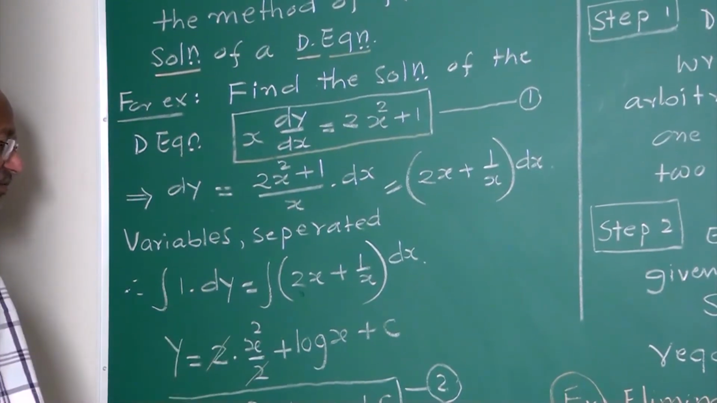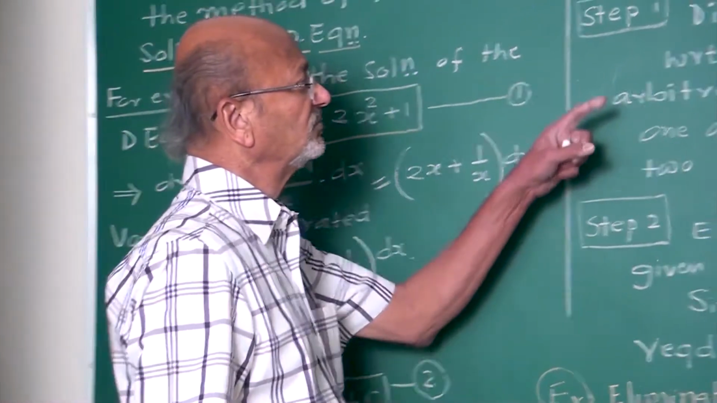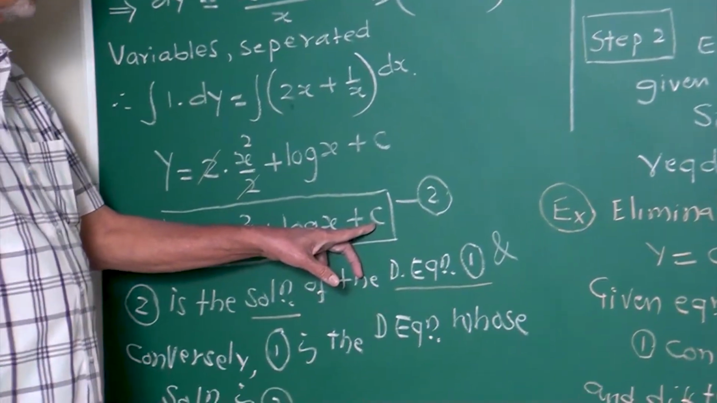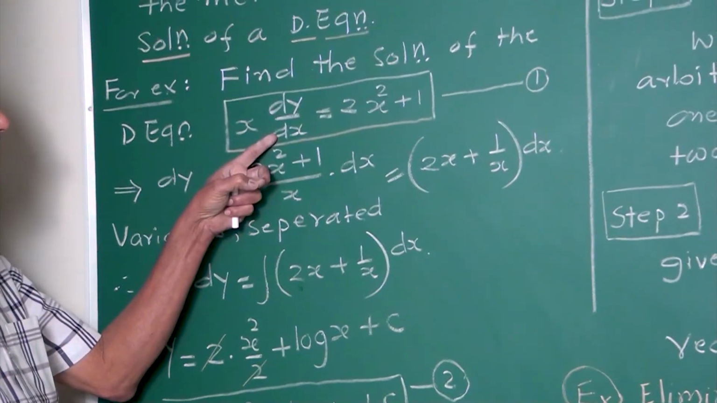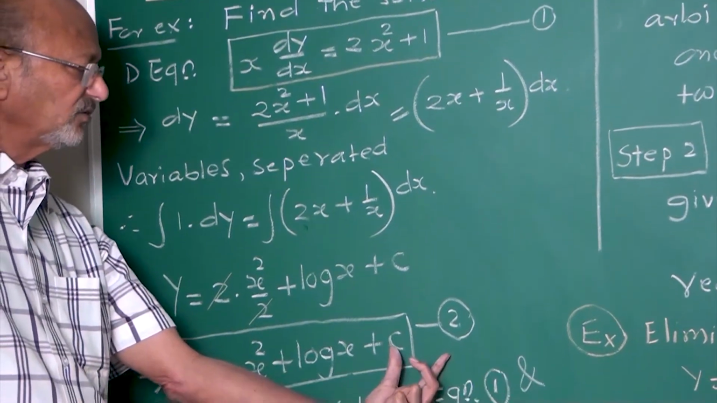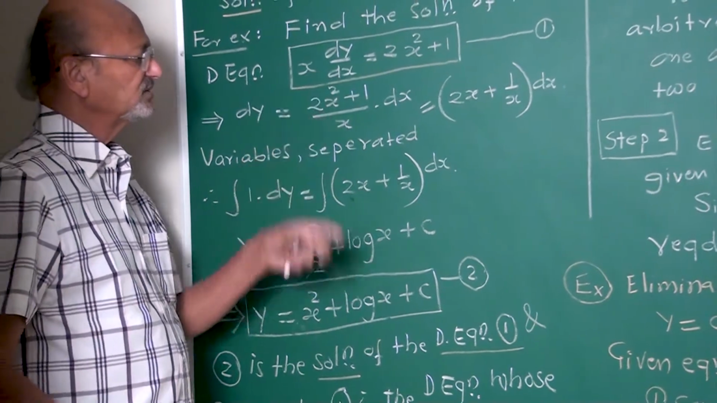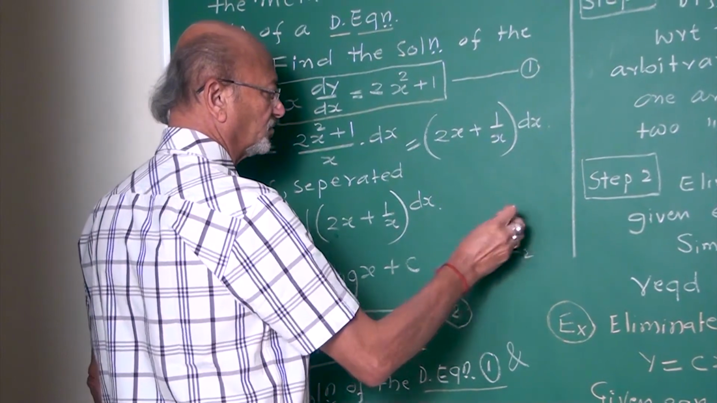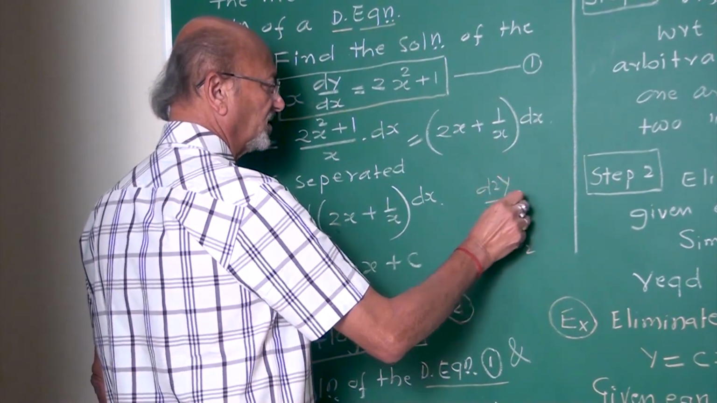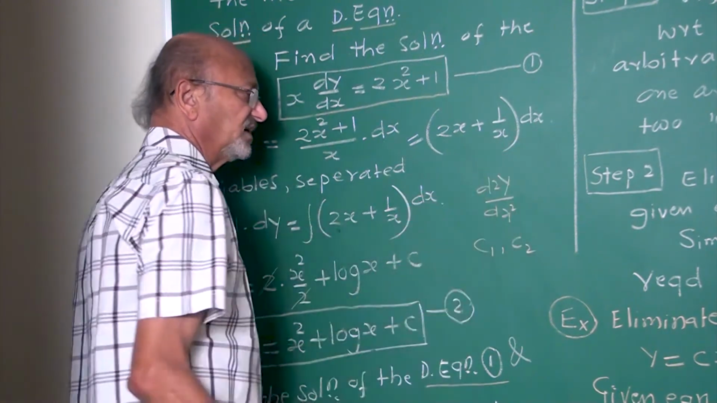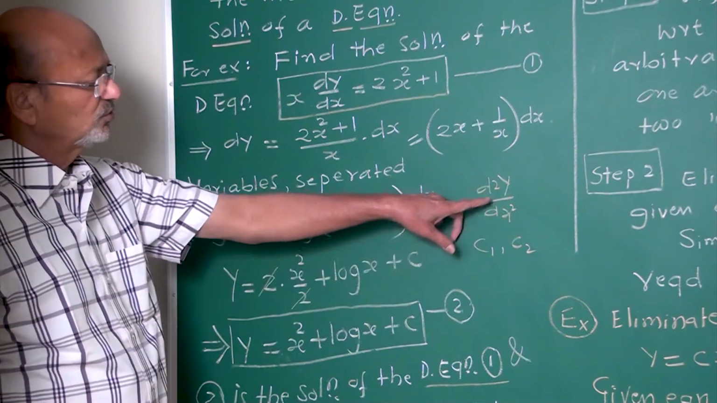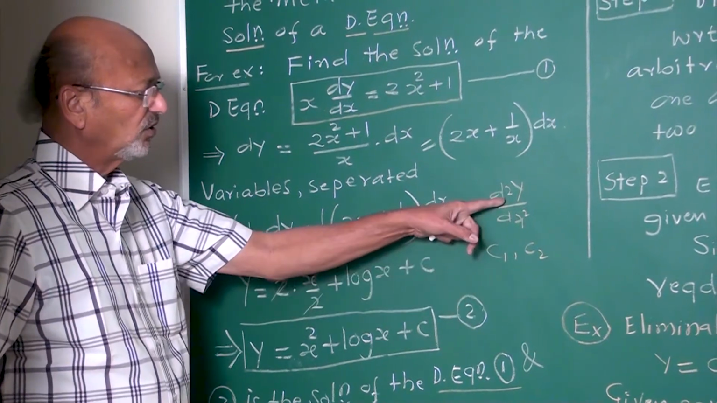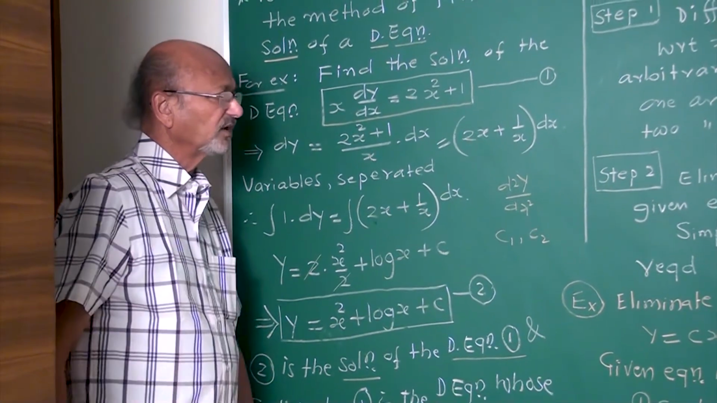Yes, my friends, what is clear from this? If it contains one arbitrary constant, what is the order of the differential equation? 1. If it contains two arbitrary constants, C1 and C2, what is the order? In this case, the differential equation must contain a derivative of order 2, the second derivative. One constant, order is 1. Two constants, order is 2, d2y by dx2. Yes, my friends.